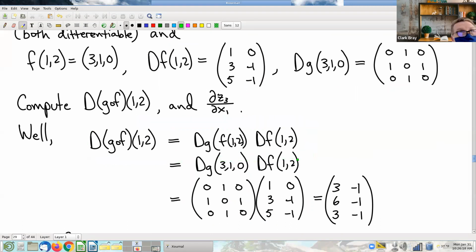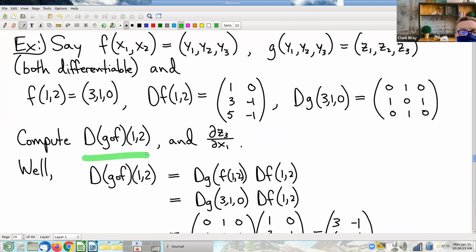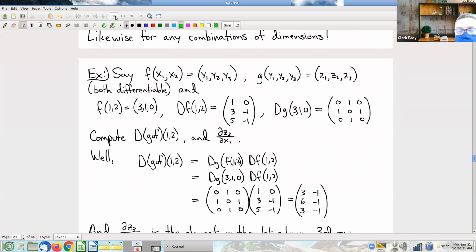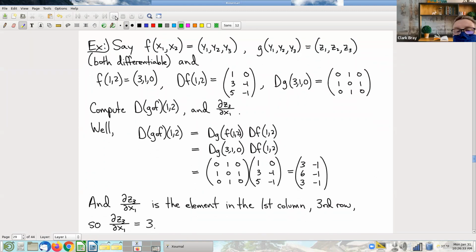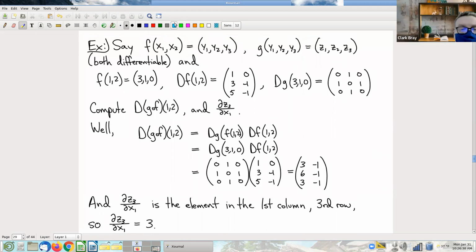Now, the question did also say, not just compute the derivative matrix, but also compute the partial of Z3 with respect to X1. So I'm going to have to zoom out one spot here. Partial of Z3 with respect to X1. Well, we're taking a partial with respect to X1. X1 is the first input variable. Partials with respect to input variables correspond to columns. And so the fact that it's partial with respect to X1 means I'm looking in the first column.